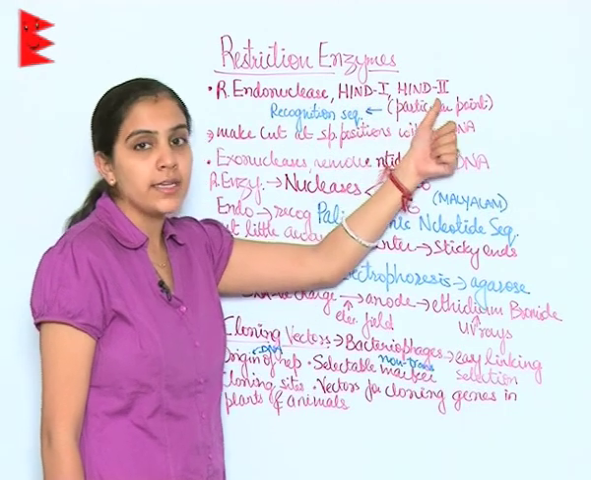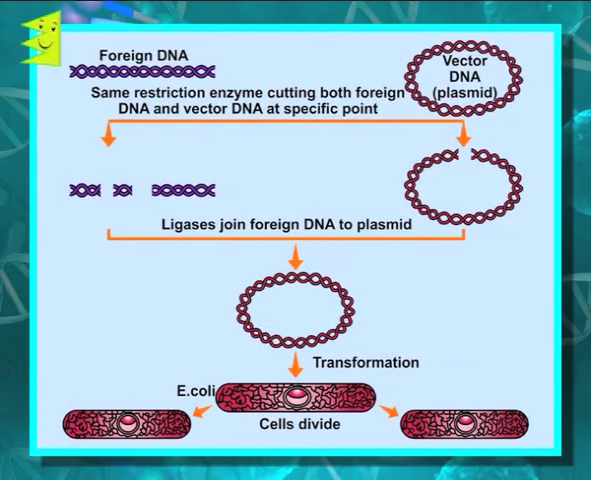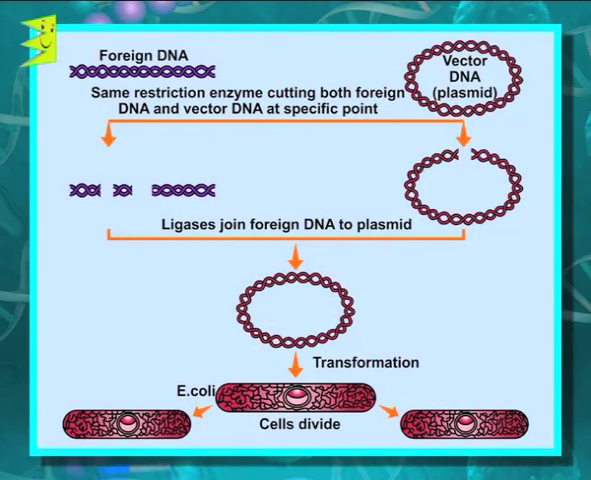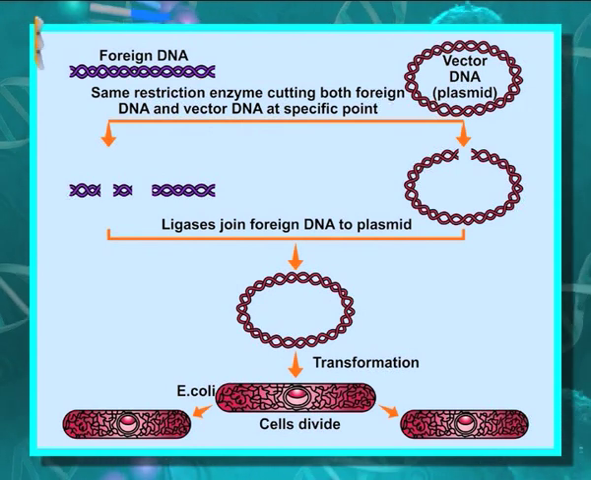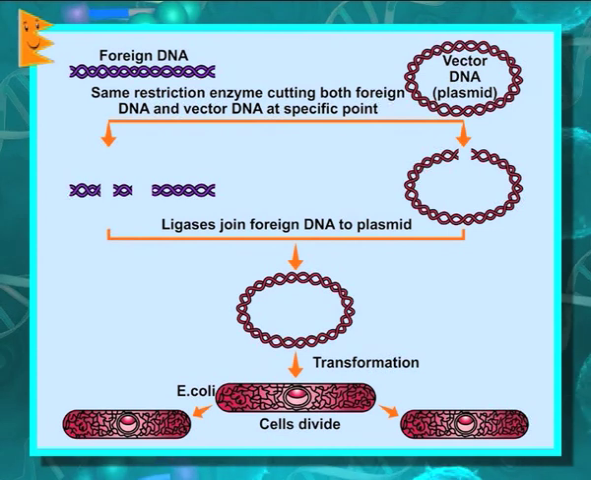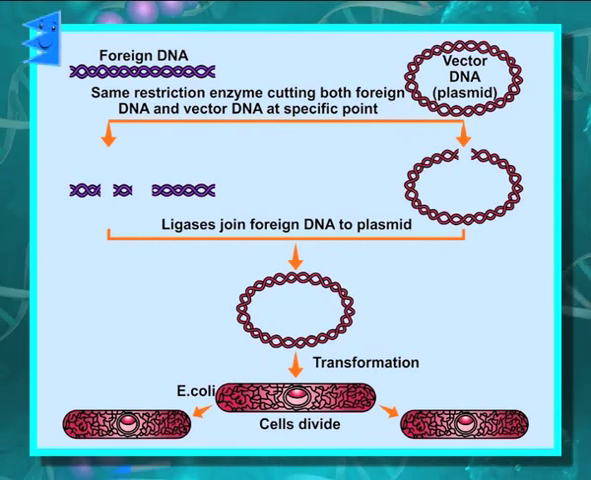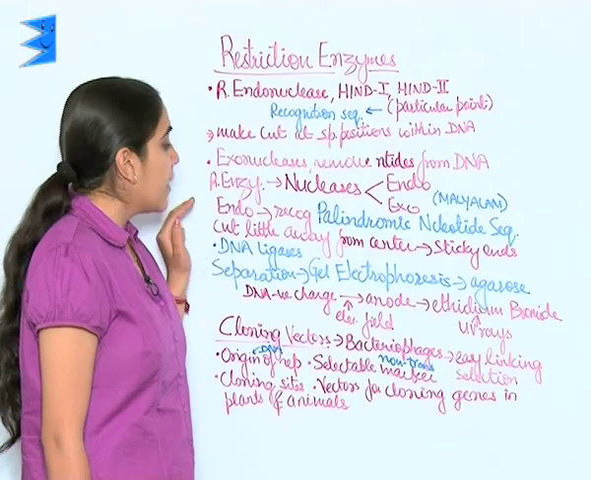HindII can cut DNA at a particular point, that is, it can cut at recognition sequences. They make cuts at specific positions within the DNA, whereas exonucleases just remove the nucleotides from the DNA.